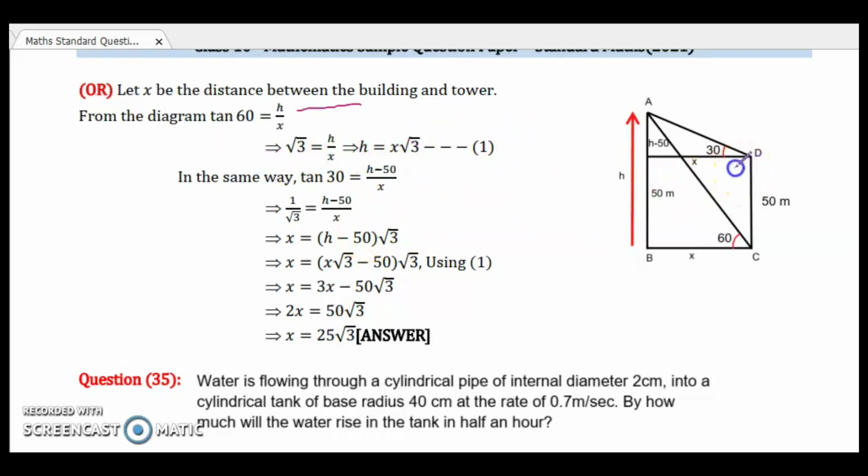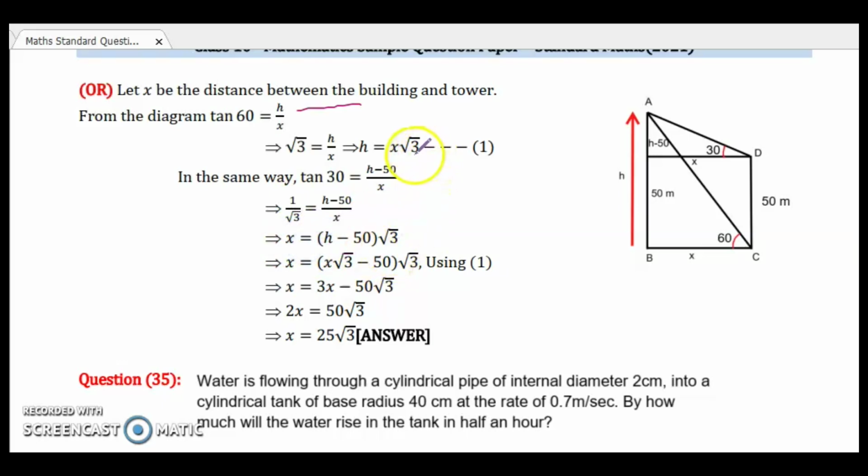Then once again work on this 30-degree, that is tan 30 equal to opposite side by adjacent side, that is h minus 50 by x. This is going to be 1 by root 3. Okay, 1 by root 3 means same, work out the same calculations, bring this x to the other side and bring this root 3 to this side. That means we are getting x is equal to h minus 50 into root of 3.